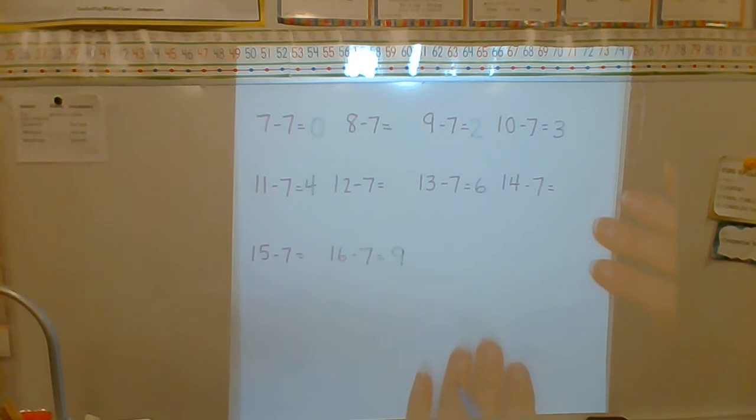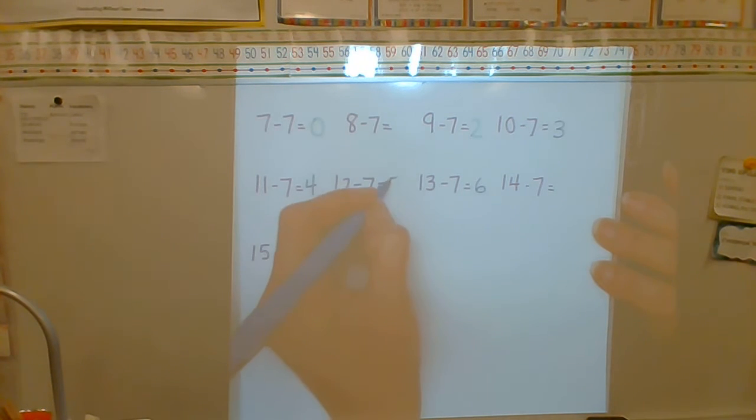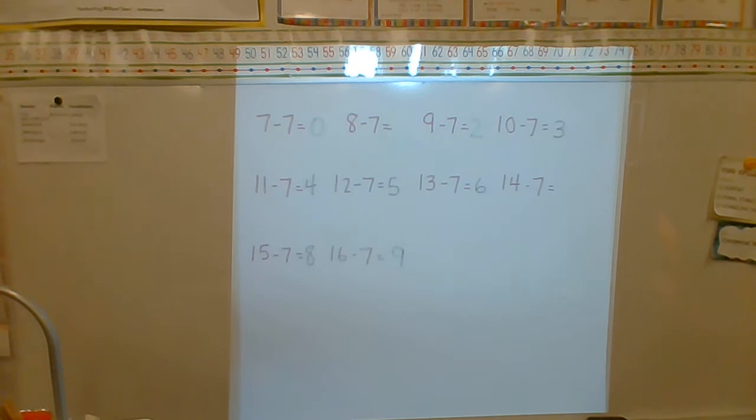8. That's right. 15 minus 7. It's another doubles plus 1. What's 8 plus 7? 15. Which of these problems has a difference of 5? A difference of 5. That's right. 12 minus 7 equals 5. Or if we add back across, 5 plus 7 is 12. Which of these has a difference of 1?